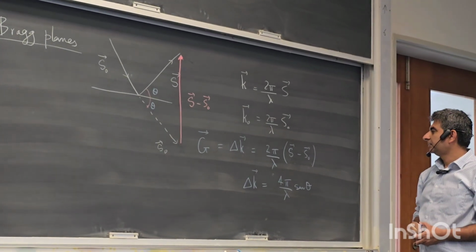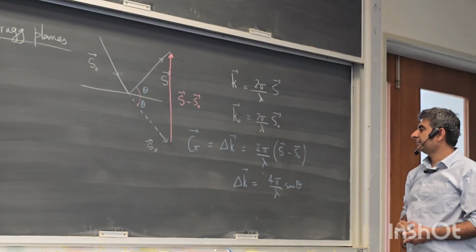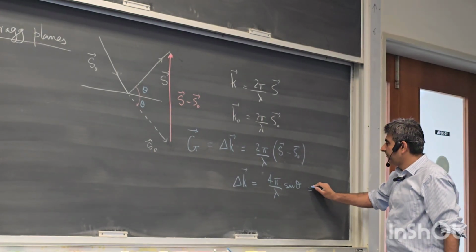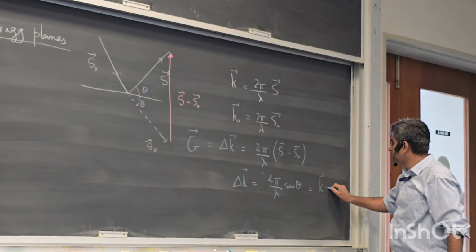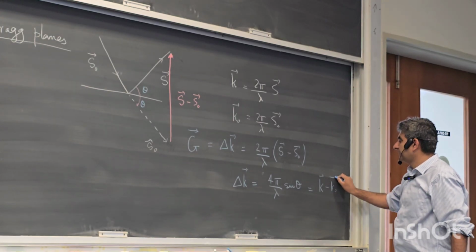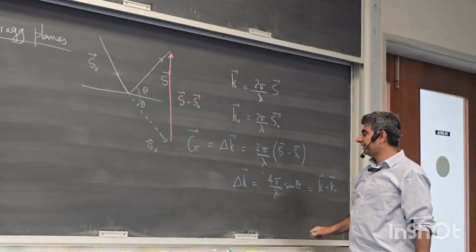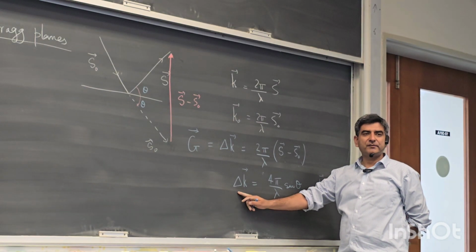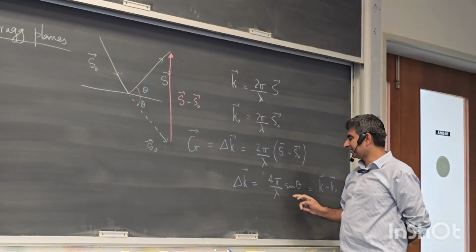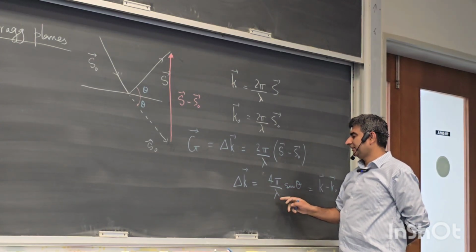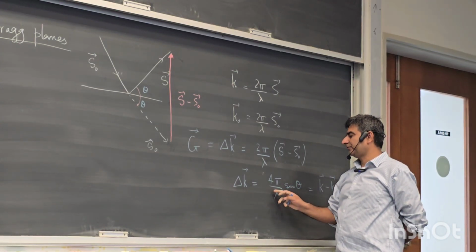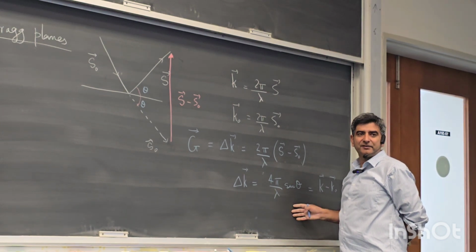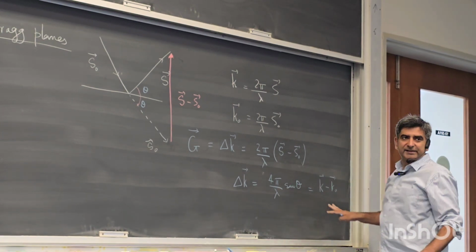So my delta k, which is k minus k naught, is 4 pi over lambda sine theta, and I can put this equal to 2 pi over d. I will get 2d sine theta is equal to lambda, which is the Bragg reflection law. So this is making sense so far.